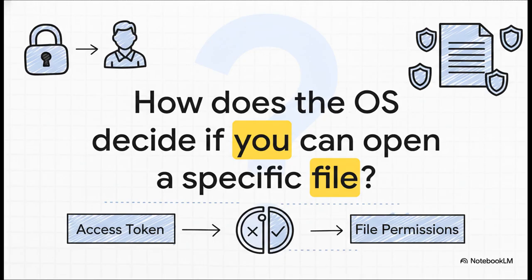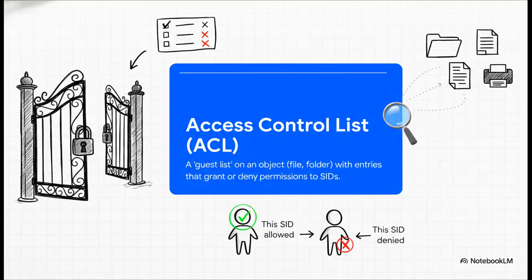How does it check your credentials against that file's specific permissions? It uses something called an access control list, or an ACL. The best way to think of it is as a very specific guest list that's attached to every single file and folder on your system. This list is just a bunch of entries that say things like, this SID is allowed to read this, or this other SID is explicitly denied from writing to this.